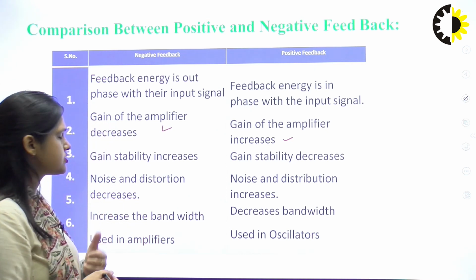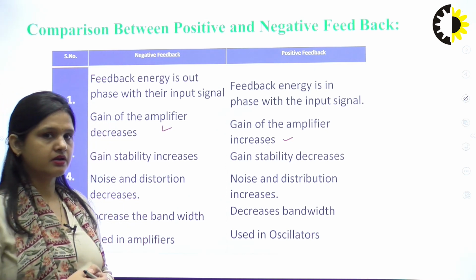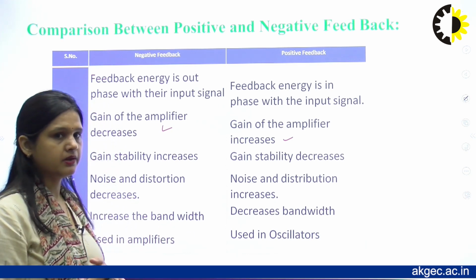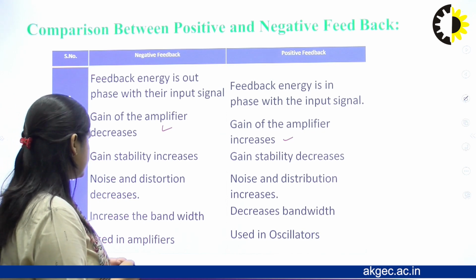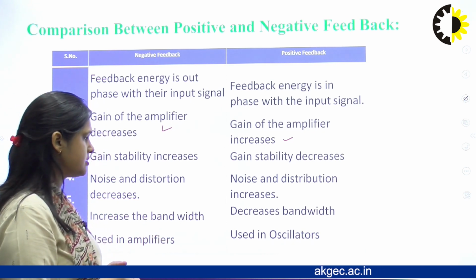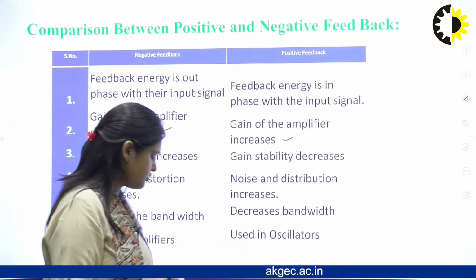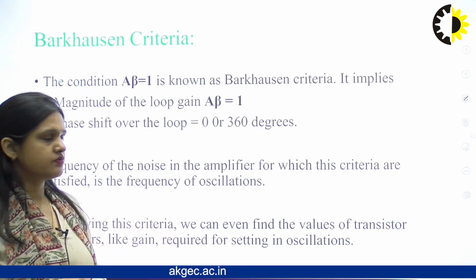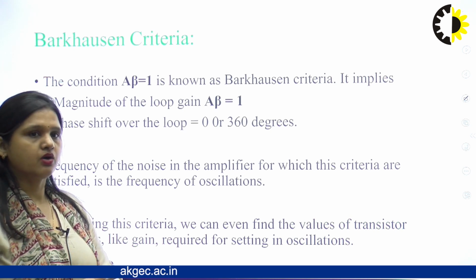Similarly, noise and distortion decrease in negative feedback, whereas noise and distortion increase in positive feedback. Negative feedback increases the bandwidth, whereas positive feedback decreases the bandwidth. So negative feedback can be used in amplifier circuits, whereas positive feedback can be used in oscillators.